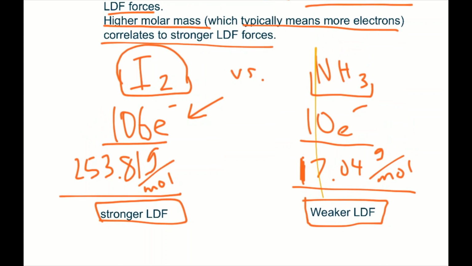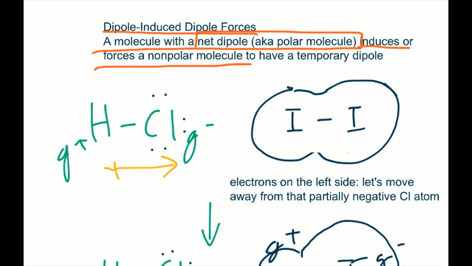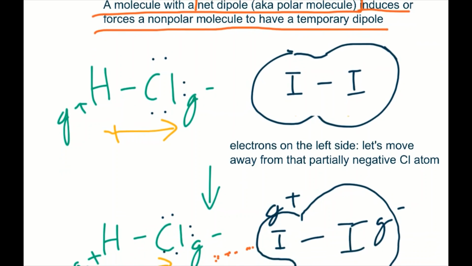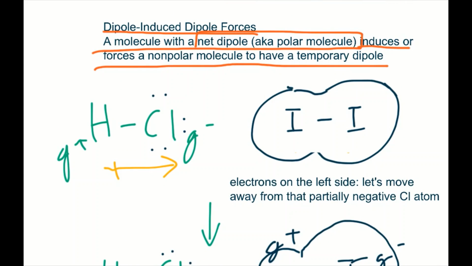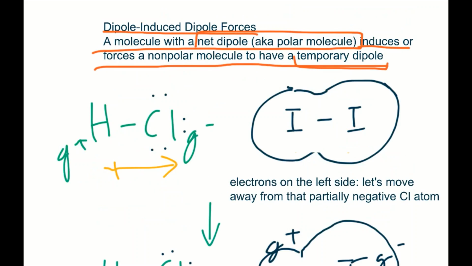Now let's take a look at the next force. So we have something called dipole-induced dipole forces. Weird name, let's find out what it means. A molecule with a net dipole, or in other words, a polar molecule, induces or forces a nonpolar molecule to have a temporary dipole. So, instead of being all natural and having a temporary dipole as we did before, where it was all random, this time it is induced or forced upon by a polar molecule.